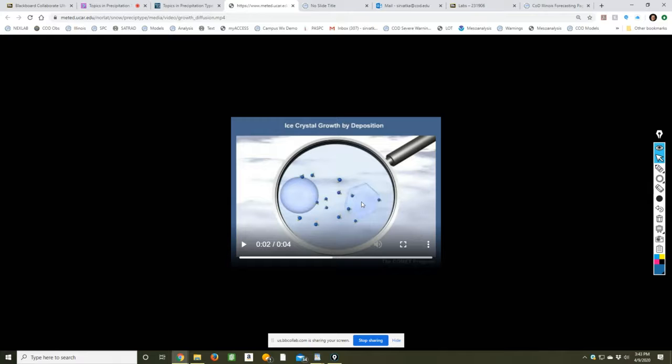So if you wanted to summarize, which I think you need to do right now, the Bergeron-Findeisen process is the ice crystal grows through deposition at the expense of the supercooled water droplet. So watch that video again, see? The supercooled water droplets get smaller, the crystal gets larger. Vapor to ice is deposition, liquid to vapor is evaporation.